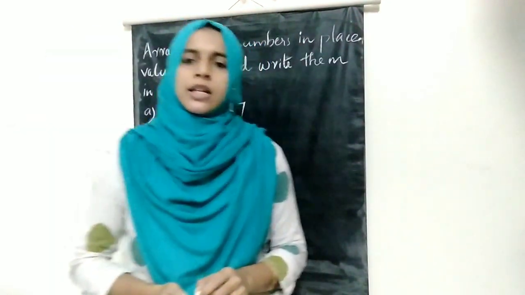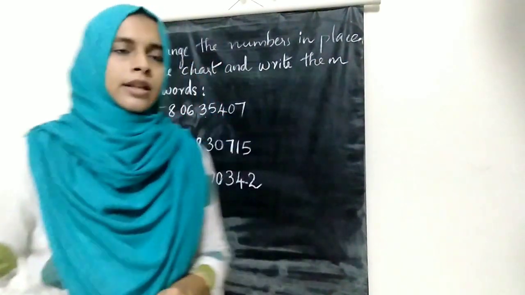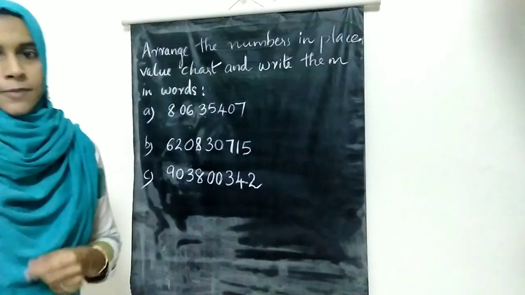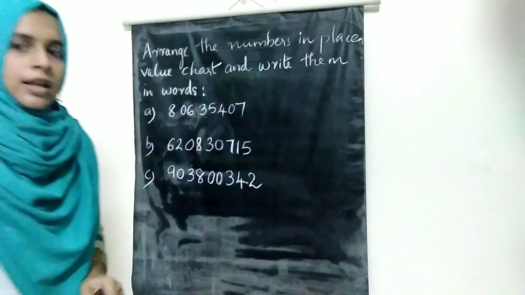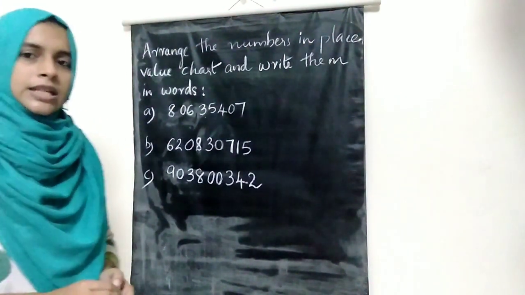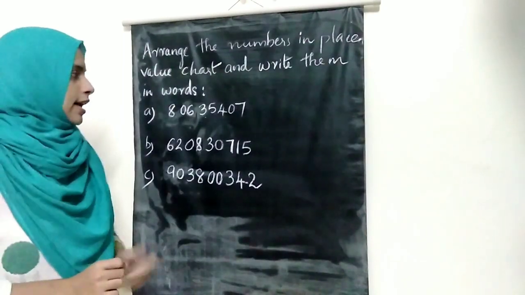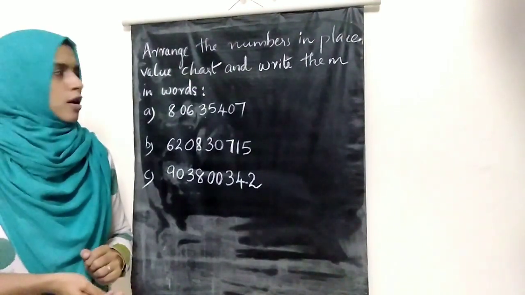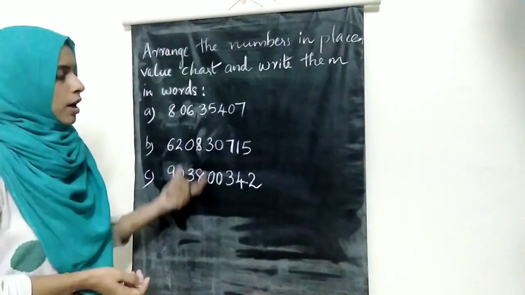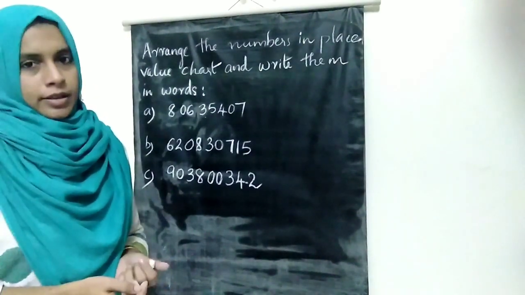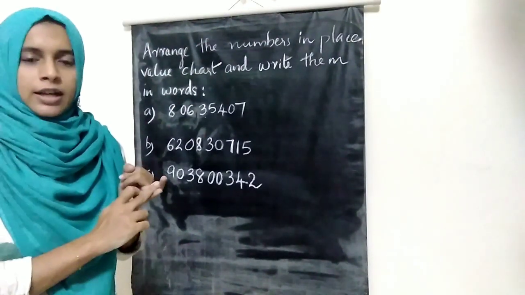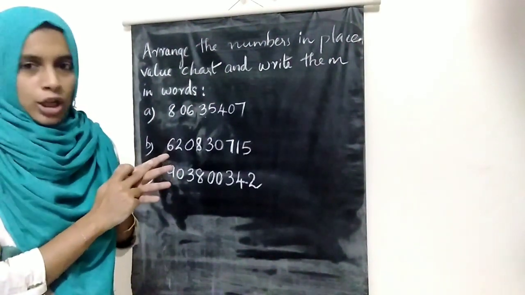Okay children. So all of you write the question. Arrange the numbers in place value chart and write them in words. So here you have 3 questions. These numbers you have to arrange in place value chart and write the number name of the numbers given here. First of all you have to put comma according to the period. So which are the periods we have? 1's period, 1000's period, lakh's period, then crores period.